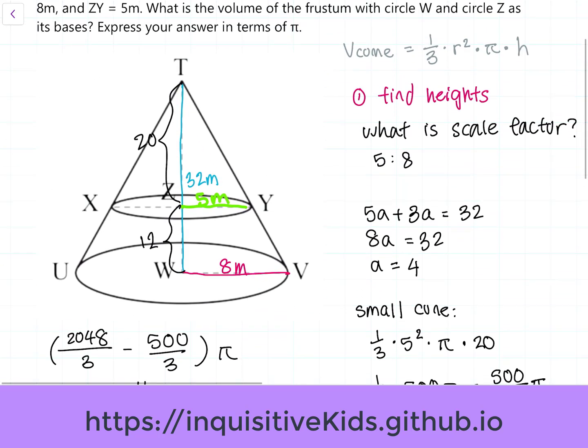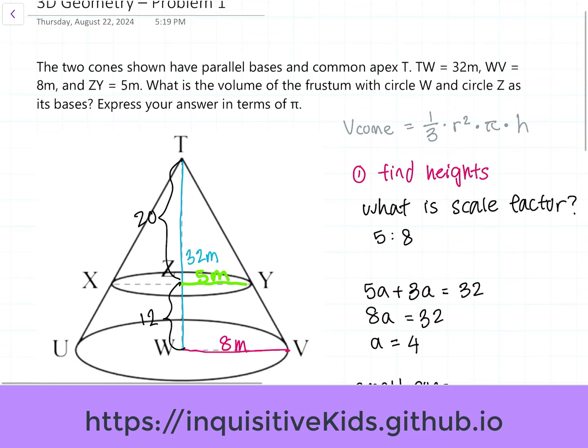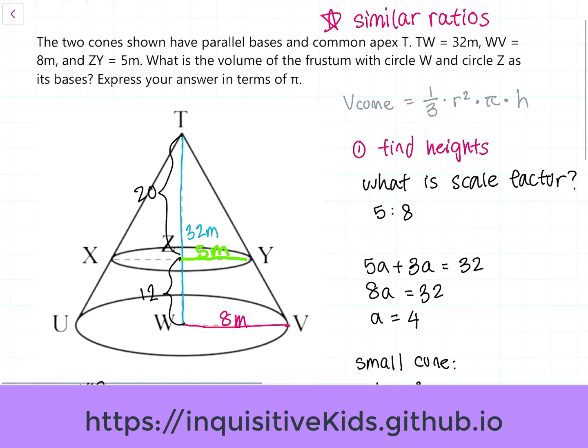As you can see, the key to solving this problem was to find similar ratios. We had to identify similarity and then identify the scale factor or the ratio that it was scaled by. So again, just like in 2D geometry, where we often use ratios to determine similarity, we use this commonly in 3D geometry as well.